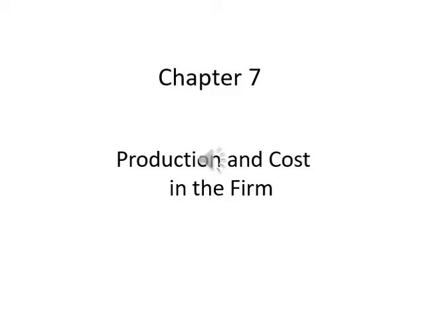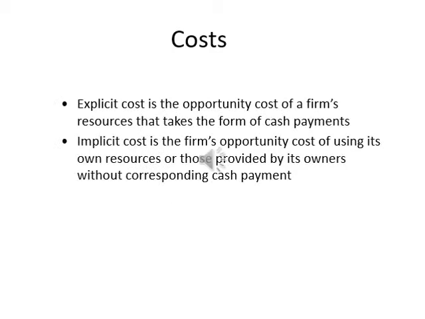This chapter analyzes production and cost in the firm. There are two different types of cost. Explicit cost is the opportunity cost of a firm's resources that takes the form of cash payments. Implicit cost is the firm's opportunity cost of using its own resources or those provided by its owners without corresponding cash payment.